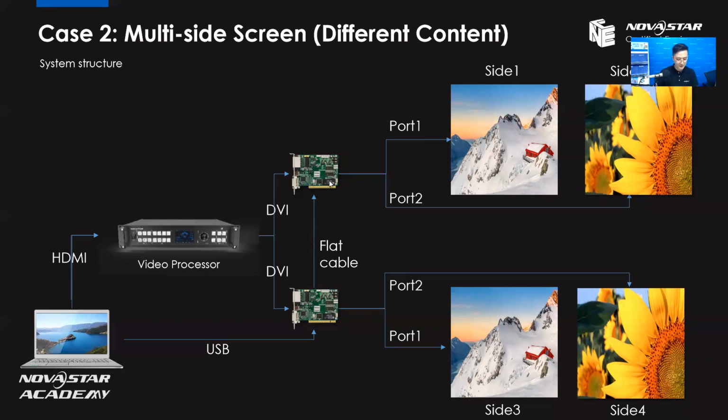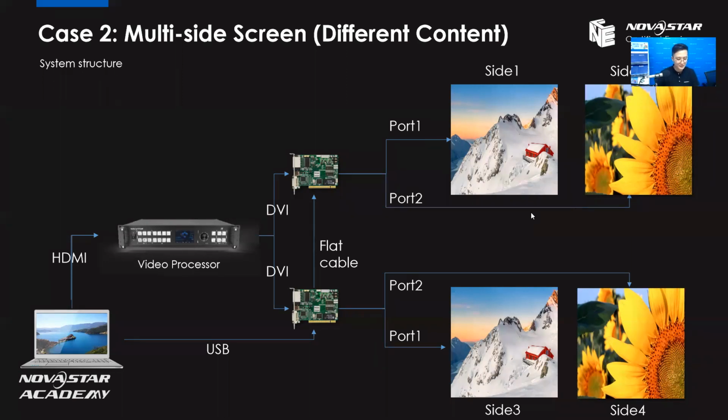Each sending card drives 2 sets of screens. Port 1 drives set 1, and port 2 drives set 2. On the other sending card, port 1 drives set 3 and port 2 drives set 4. That's how it's connected. This PC gives the HDMI source to the video processor, and the USB cable gives the control protocol to the MSD300, so we can configure the MSD300 with the Nova LCT software. That's the whole hardware connection, okay?